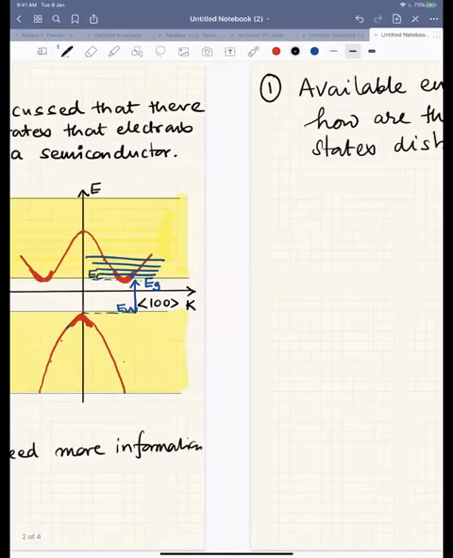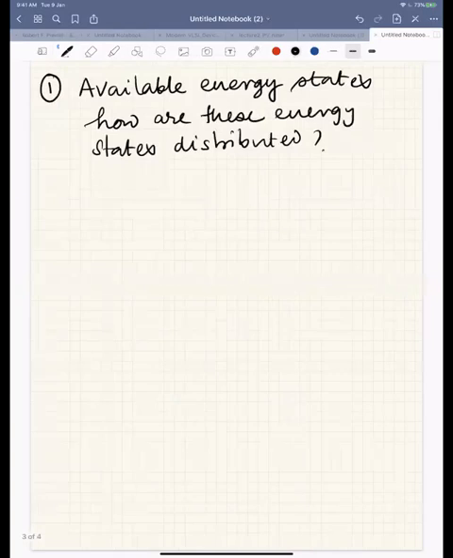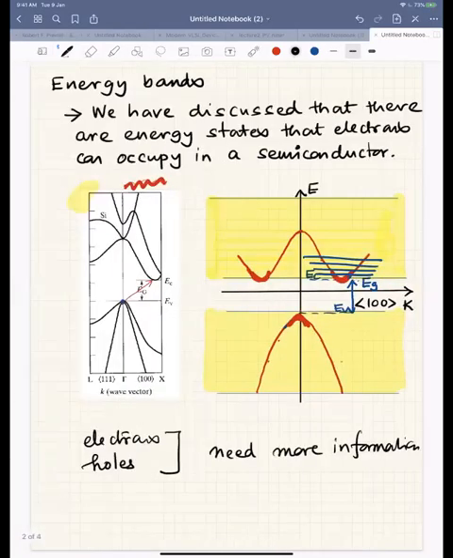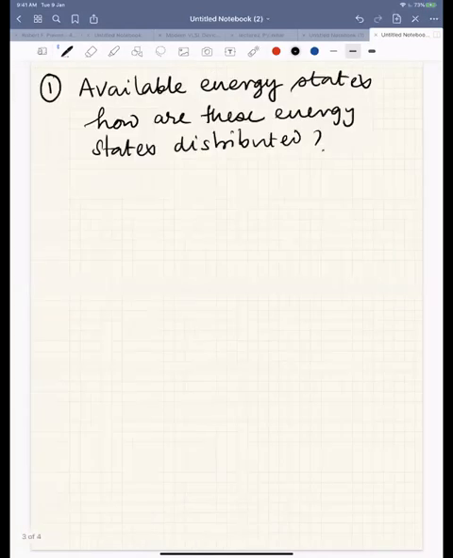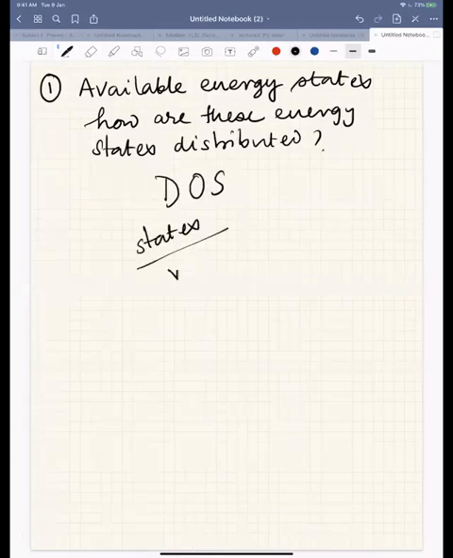So the first information that we need is the available energy states, mostly at the bottom of the conduction band, because most of the electrons are there. And how these energy states are distributed at the bottom of the conduction band will give us something called density of states. This is nothing but the number of energy states per volume, because this is a 3D crystal, per volume per energy, right?